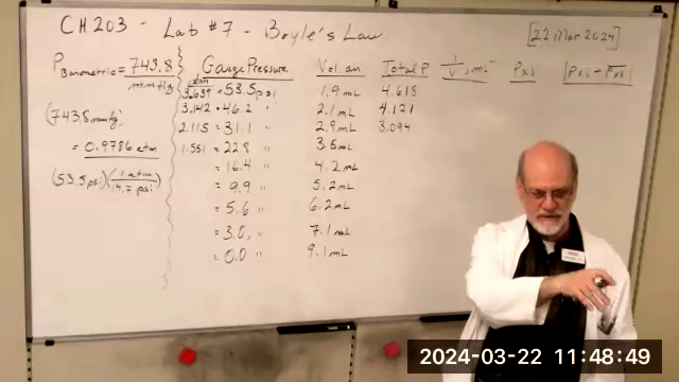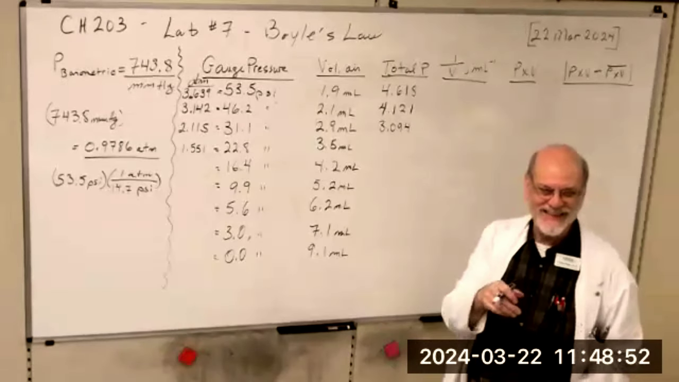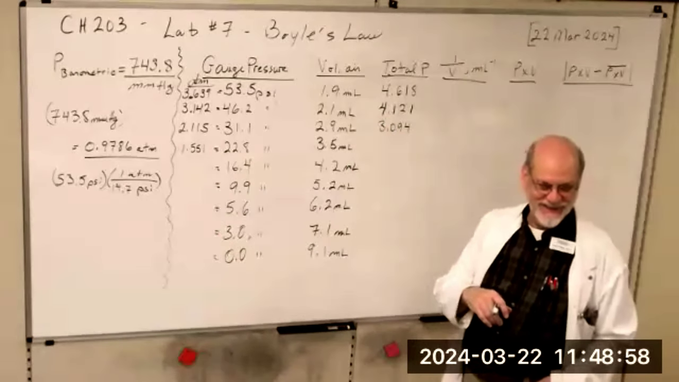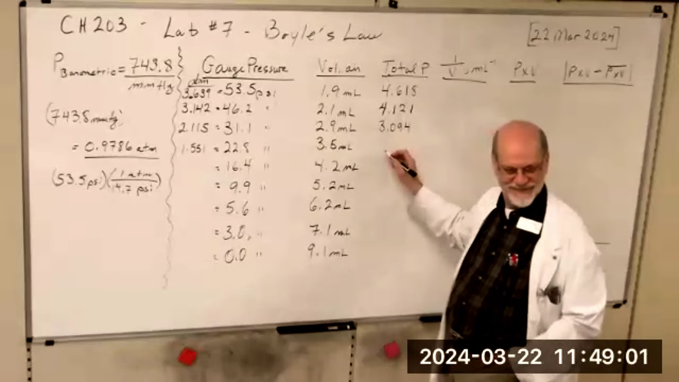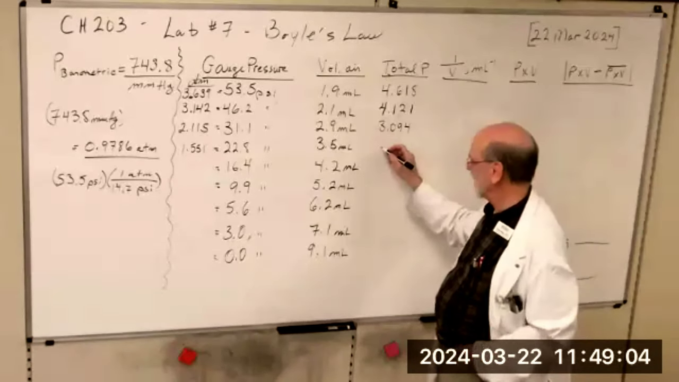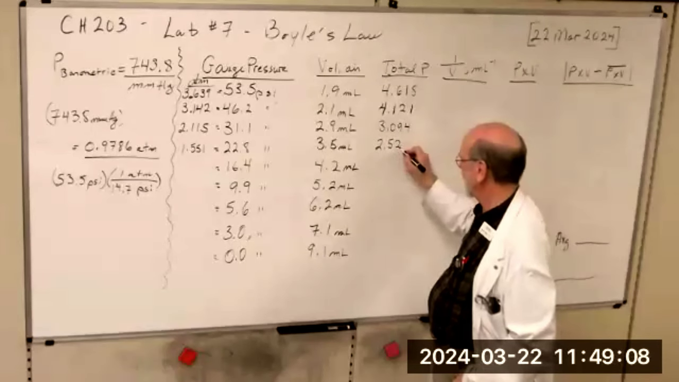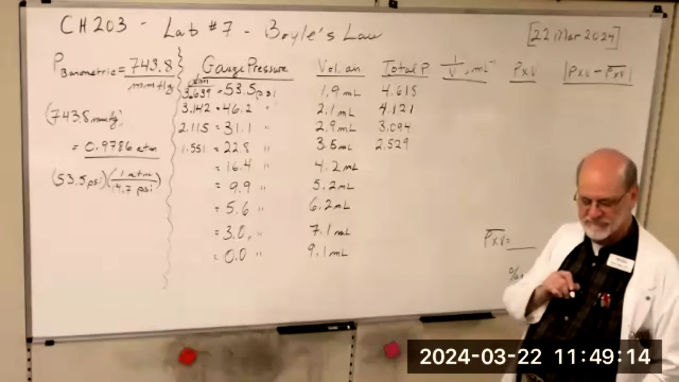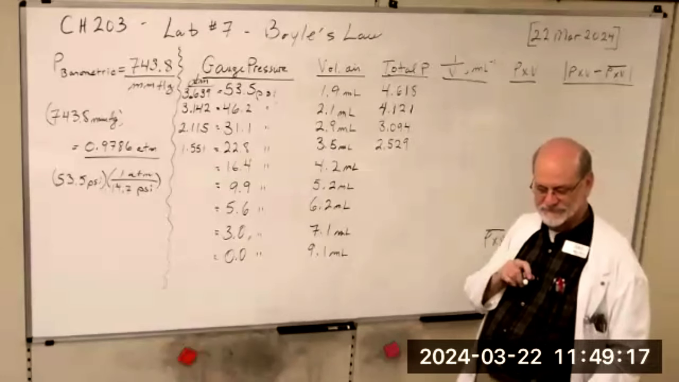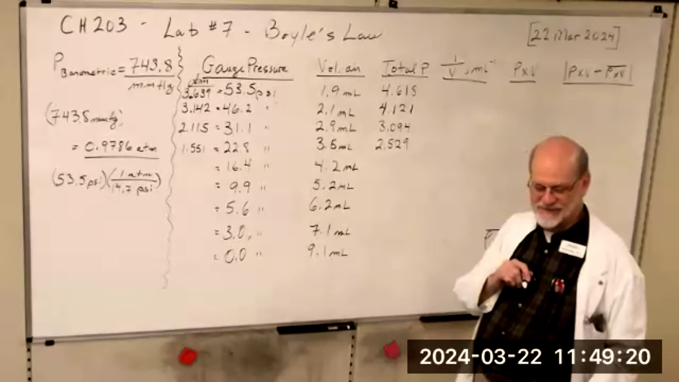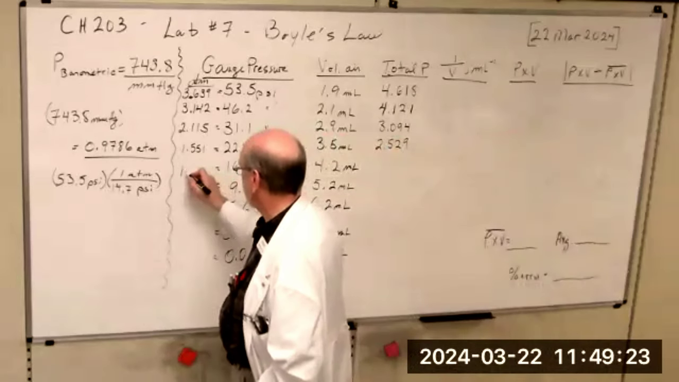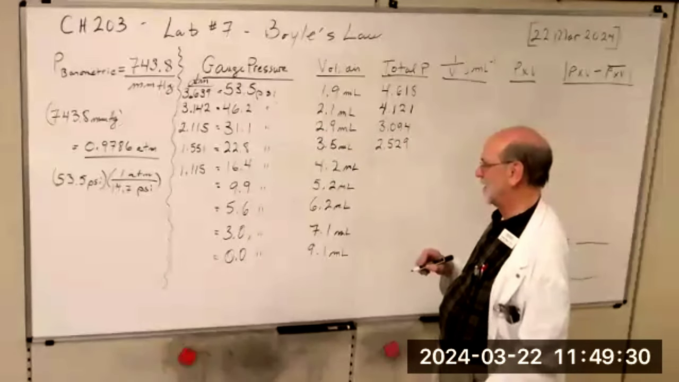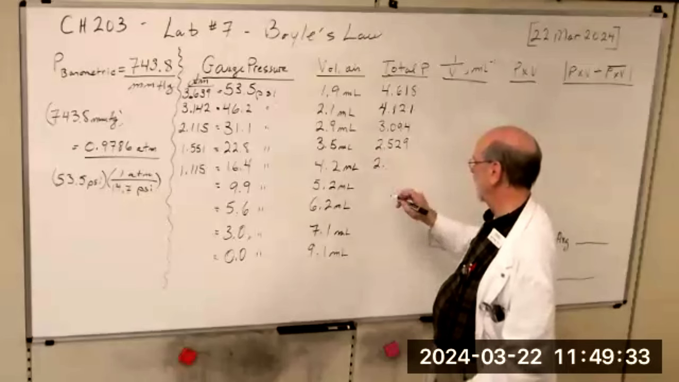1.551. Now, do you trust your partner to give you the right numbers? Your partner's doing all these calculations for you. Do you trust her? I'm watching the calculator. Okay, good deal. And then that would be 2.529. The 16.4 would be 1.115. Okay. Then it would be 2.094.